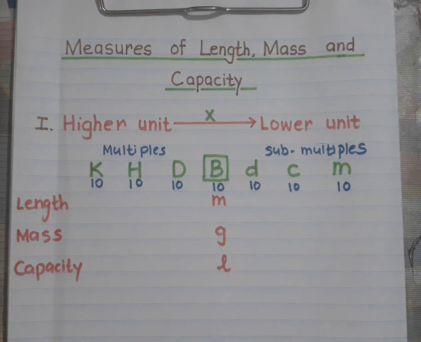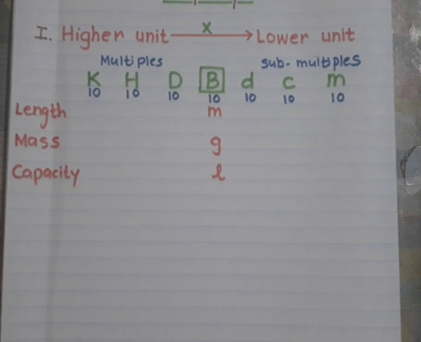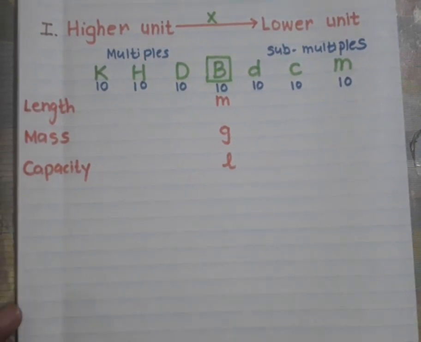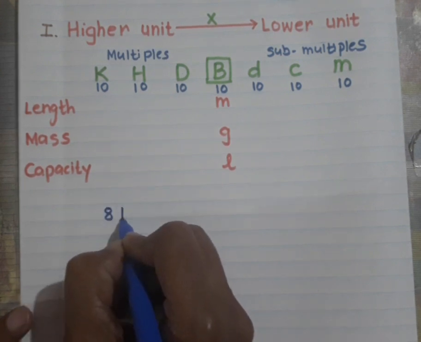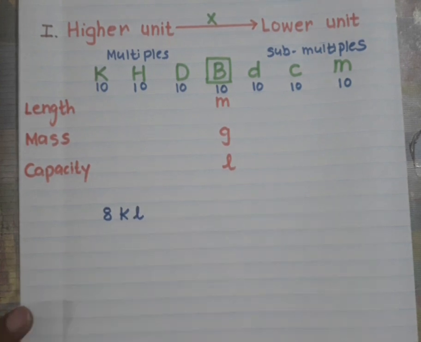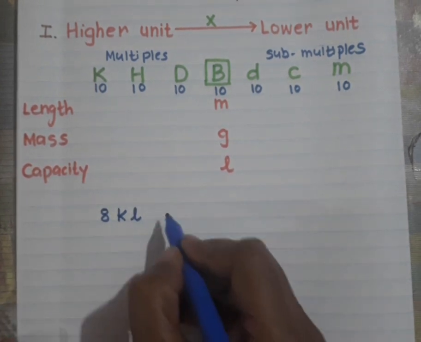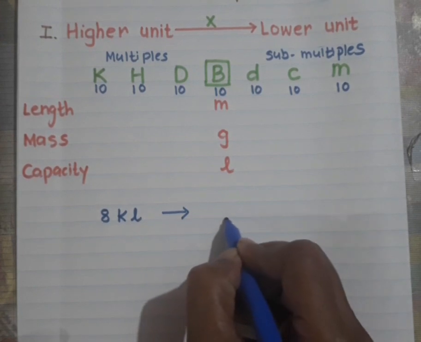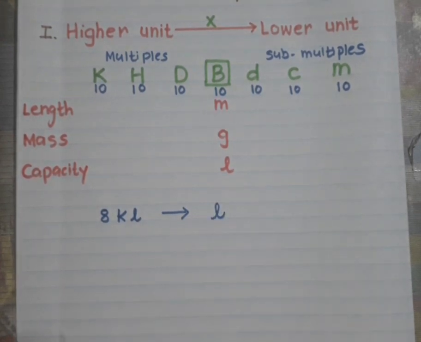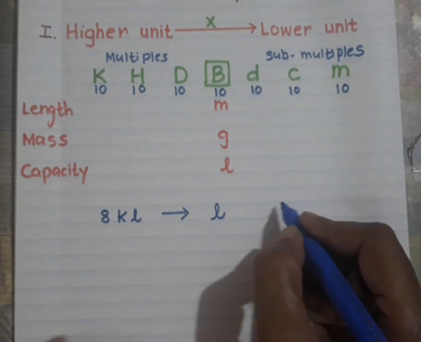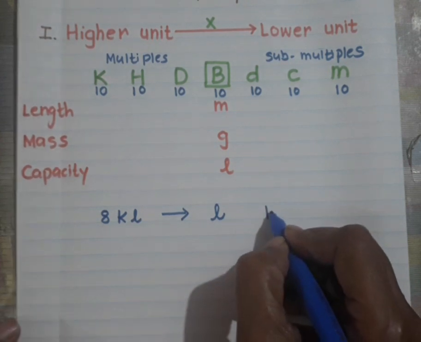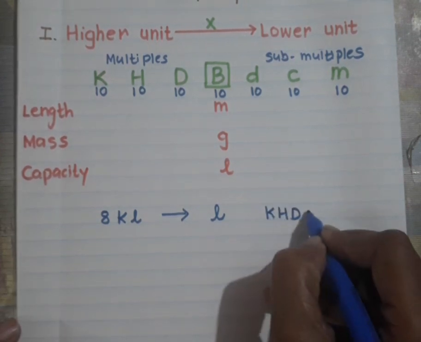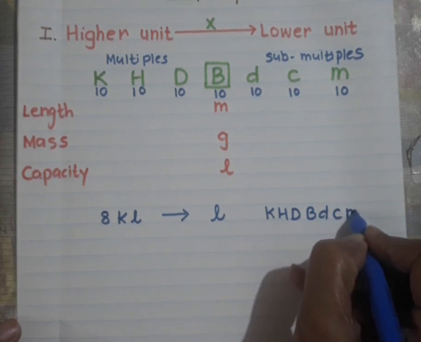For example, let me go a little bit so that everything is visible to you, children. Suppose you are talking about 8 kiloliters. If I have to convert 8 kiloliters to liters, then what are we supposed to do? First step, let's quickly write down this sentence here. The first letter of every word. King Henry died by drinking chocolate milk.